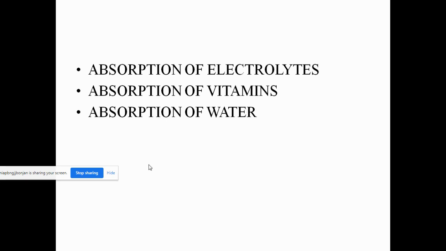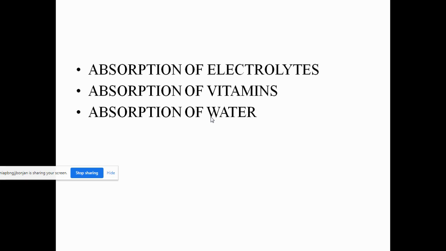Absorption of water also takes place by osmosis. Osmosis depends upon the concentration gradient. Along with the electrolytes or the charged ions, the water also will be absorbed. So water will move from a region of higher concentration to a region of lower concentration. That is how it takes place. So the absorption of the electrolytes and the water happens side by side.